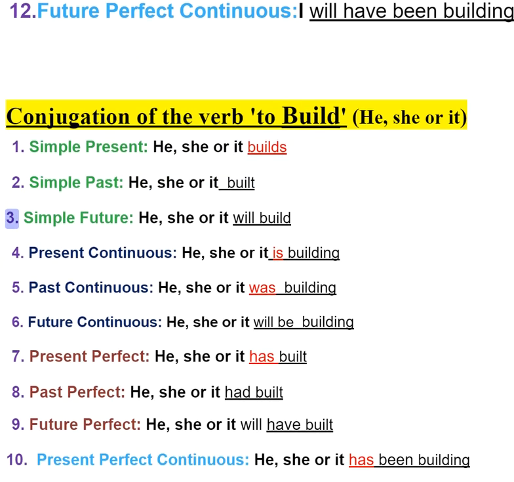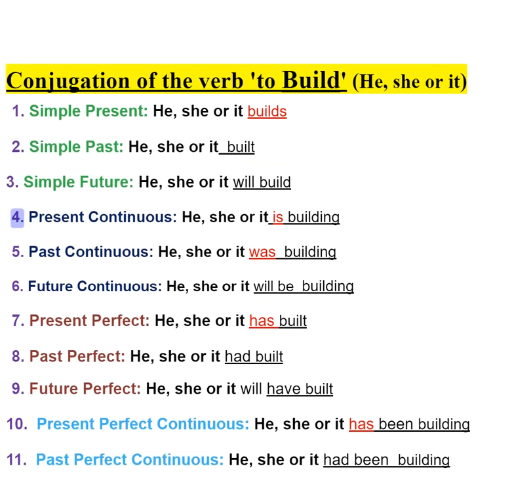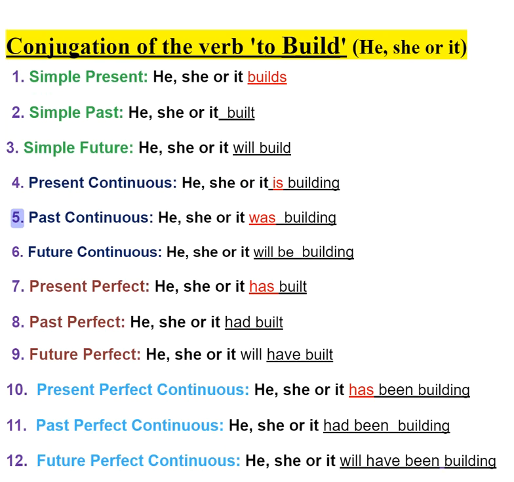3. Simple future. He, she or it will build. 4. Present continuous. He, she or it is building. 5. Past continuous. He, she or it was building.